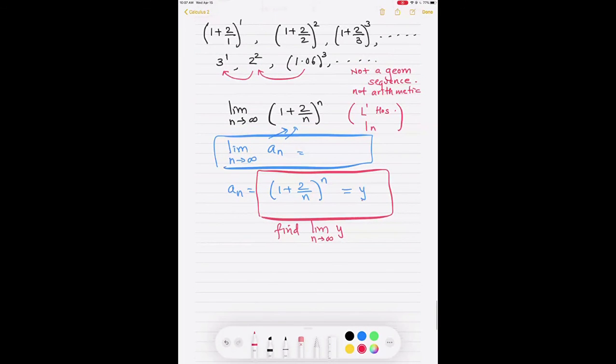So to find this limit, I'm going to take ln of both sides. So I get ln y equals n ln(1 + 2/n). I'll be okay with that. Yes. I just use the log properties.